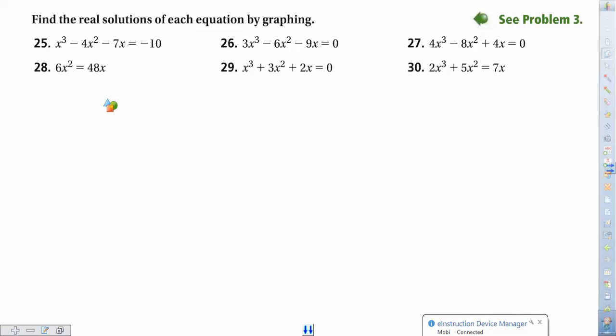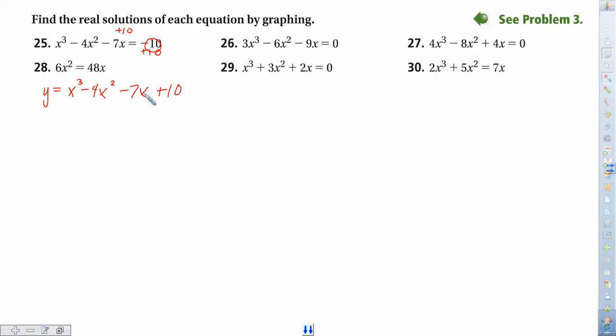So let's look at number 25. Number 25, x to the third minus 4x squared minus 7x. One little problem that we have with this problem, and that is the first thing you need to do before you actually can use the graphing calculators is you have to set the equation equal to 0. So to do that, don't we have to add 10? That'd make that 0, and we have to add 10 to this other side. So we actually would have to graph this. Y would be equal to x to the third minus 4x squared minus 7x, and then when we add 10, we need a positive 10, just like that.